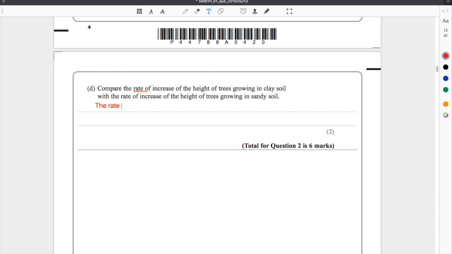So the rate of increase of the sandy soil is double the rate of increase of the trees growing in the clay soil. Okay? And hopefully that's straightforward.